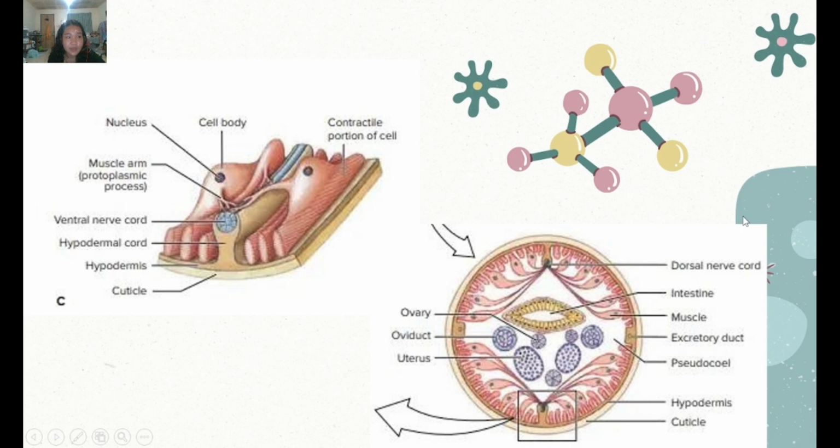The next muscle cell part is the cell body, where glycogen is stored. And the cell body houses the nucleus.